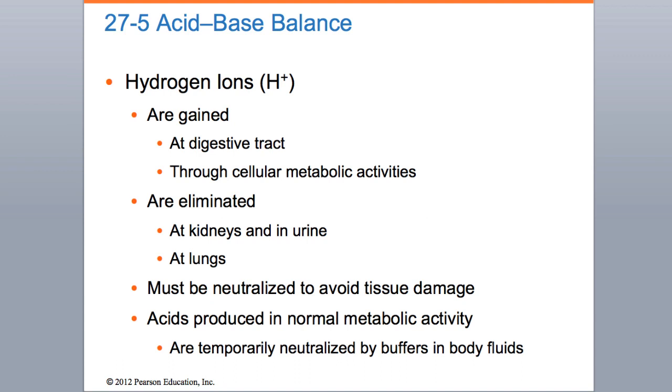This slide shows you the way we get hydrogen ions in, either through metabolic activities or by the digestive tract. That's how the hydrogen ions come in, from the foods we eat. Likewise, how do I get rid of hydrogen ions? Either by way of lungs, similar to page 847, or by way of kidneys, because what we do is we take it from our blood and put it into the filtrate.